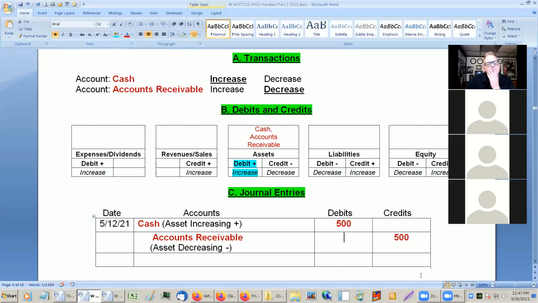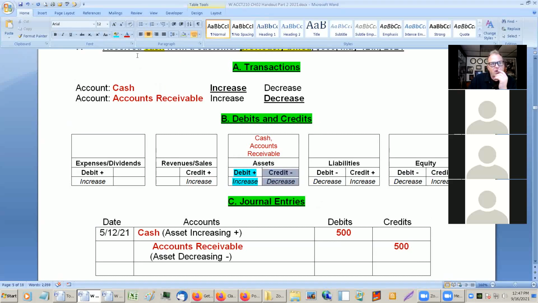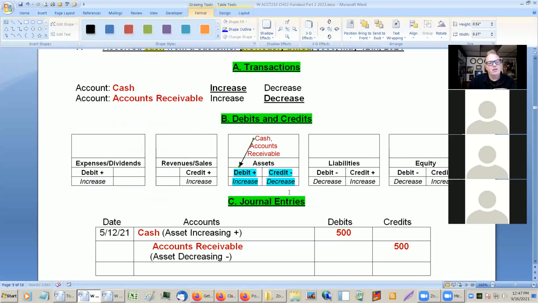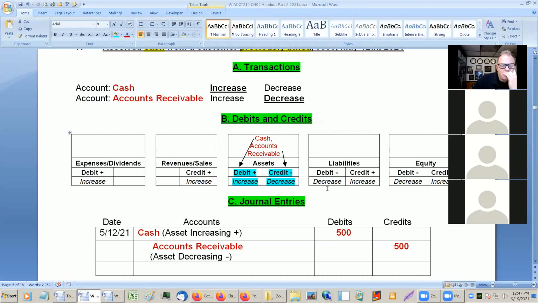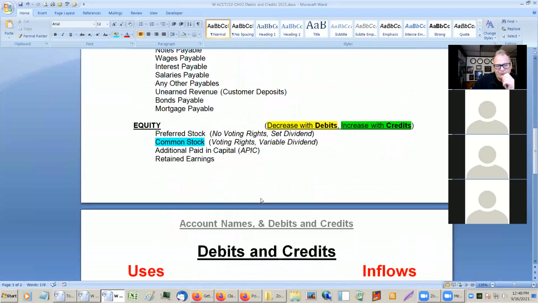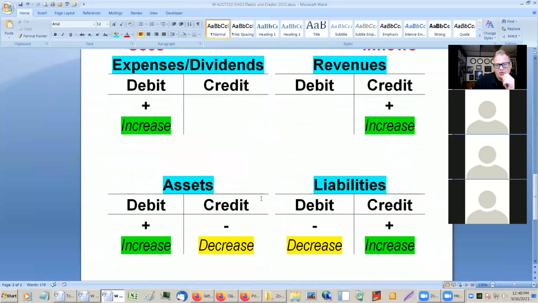How do we know if it's a debit or credit? It depends on the account and if it's increasing or decreasing. So you're looking at these here, and you say, okay, the cash account is increasing and the accounts receivable is decreasing. So what type of accounts are usually credit accounts? Excellent question. It could be almost any of them. It depends on whether the accounts are going up or down.